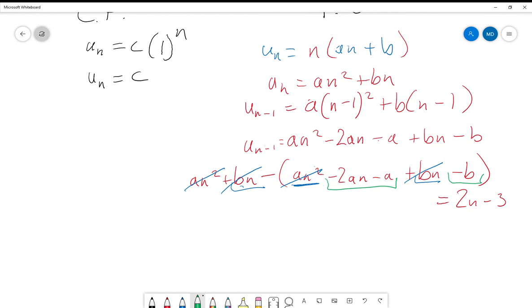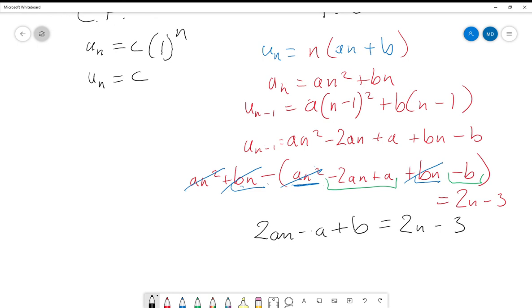So now, let's write that out. Minus minus 2an is 2an. Minus minus a is plus a. And minus minus b is plus b. Although, I've lost another negative sign. That's plus a, that's plus a. So this is minus a. And we need that equal to 2n minus 3.